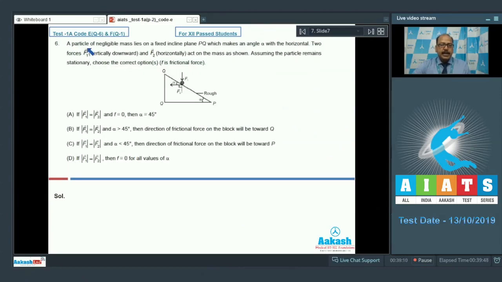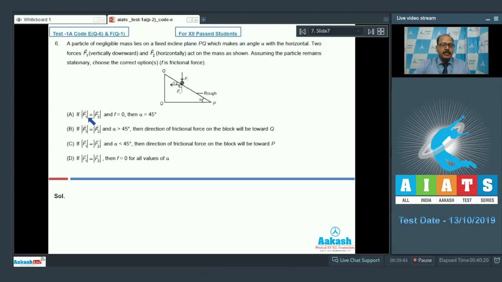Question 6 says a particle of negligible mass lies on a fixed inclined plane PQ, which makes an angle alpha with the horizontal. Two forces F1 vertically downward and F2 horizontally act on the mass as shown. Assuming the particle remains stationary, choose the correct options. F is frictional force. Well, situation has been described with the help of a drawing as shown here.